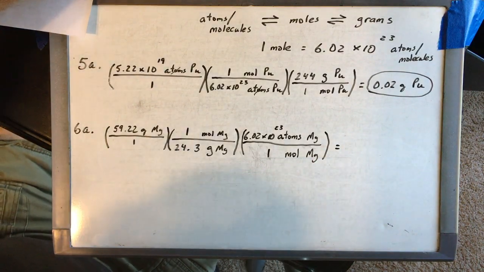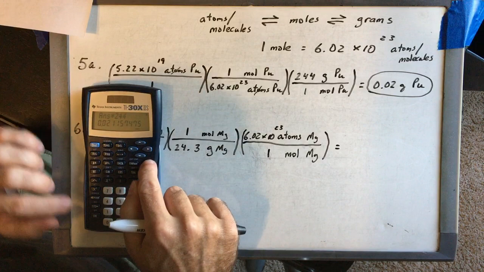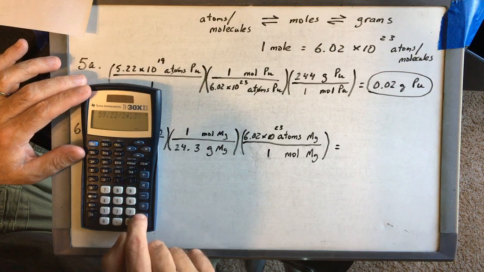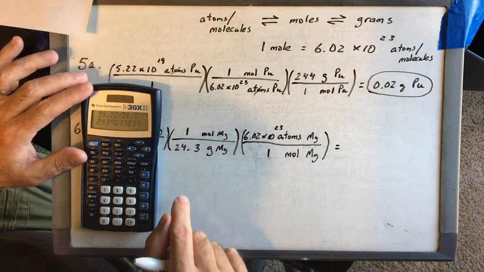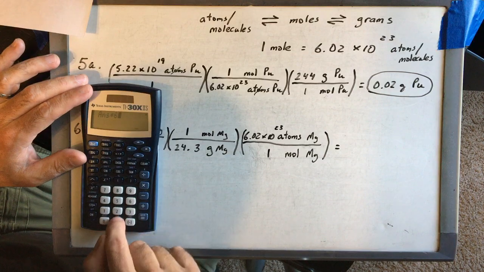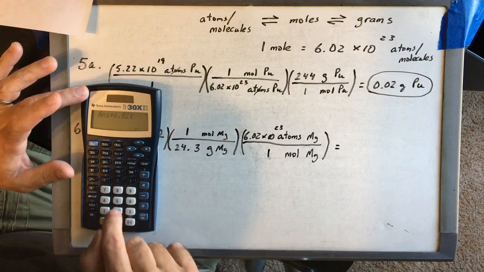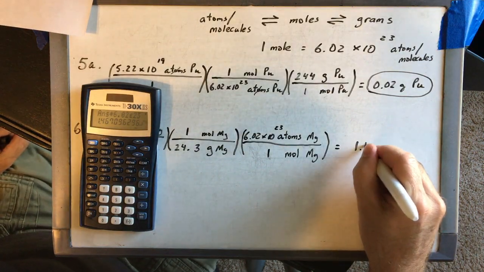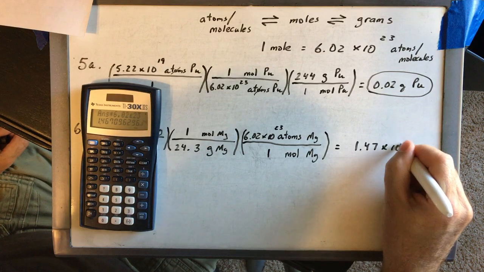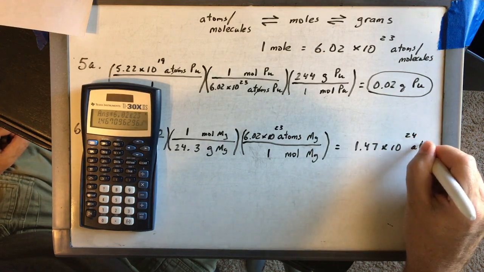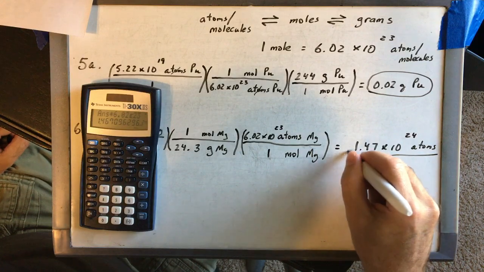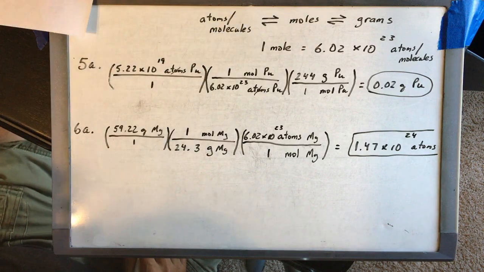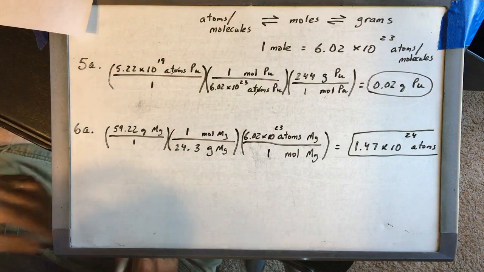All right, so in the calculator, take 59.22. Divide that by 24.3. And then since 6.02 times 10 to the 23rd is on top, so times 6.02, second function, double E, to the 23rd. And you will get 1.47 times 10 to the 24th atoms. It's going to be a lot of atoms because we have more than a mole of grams.